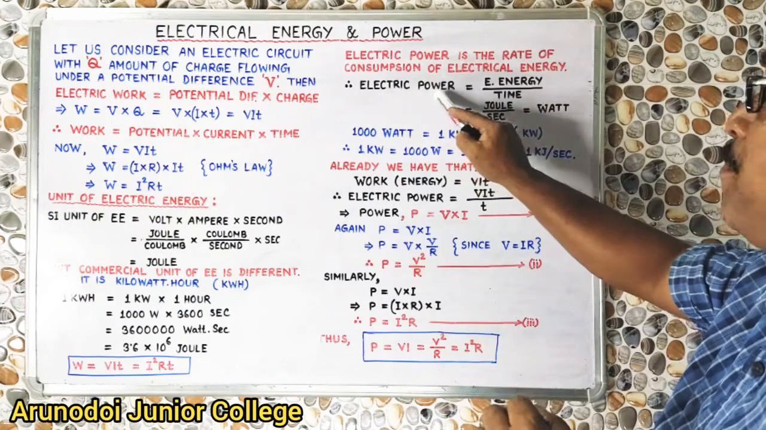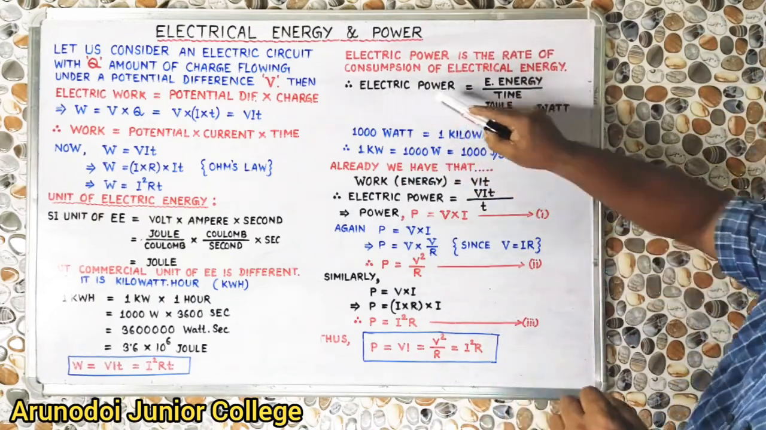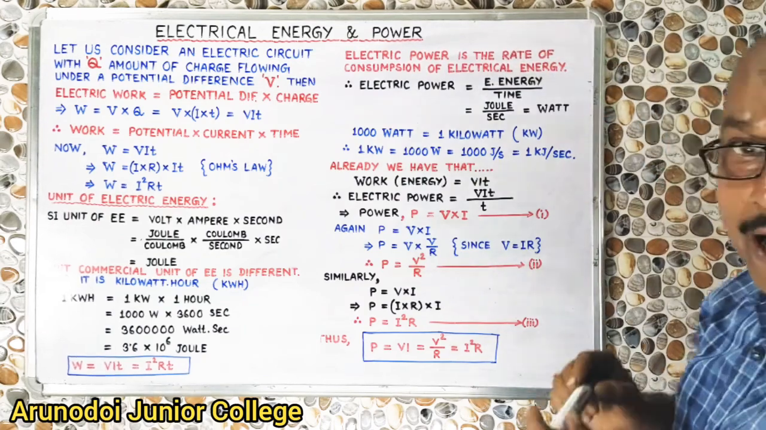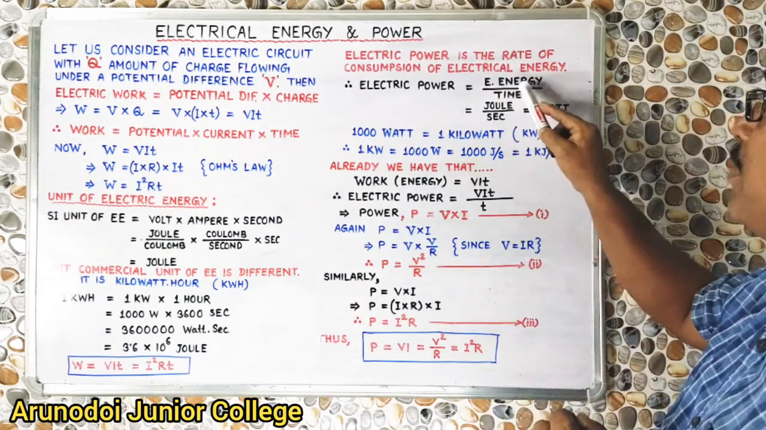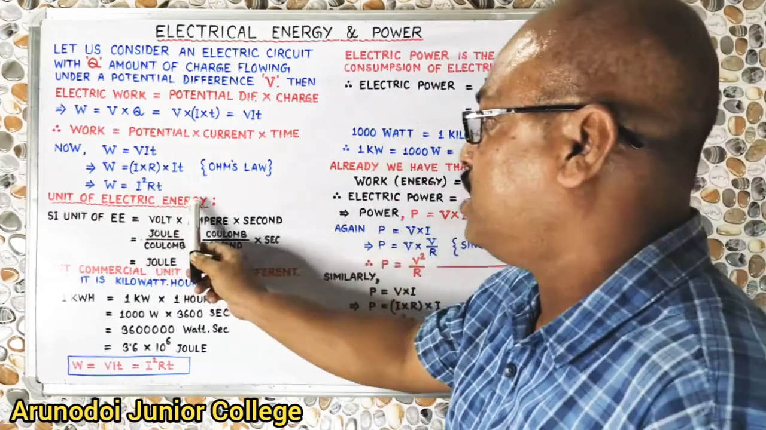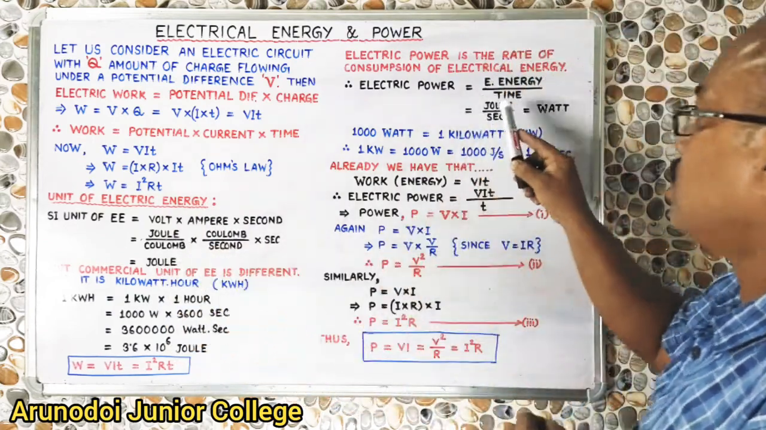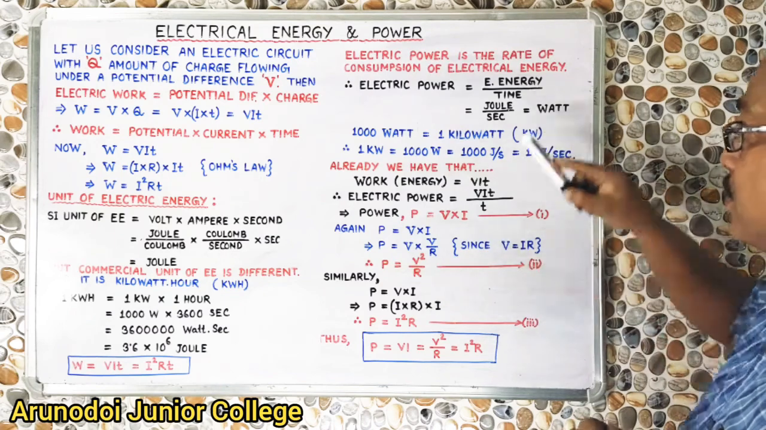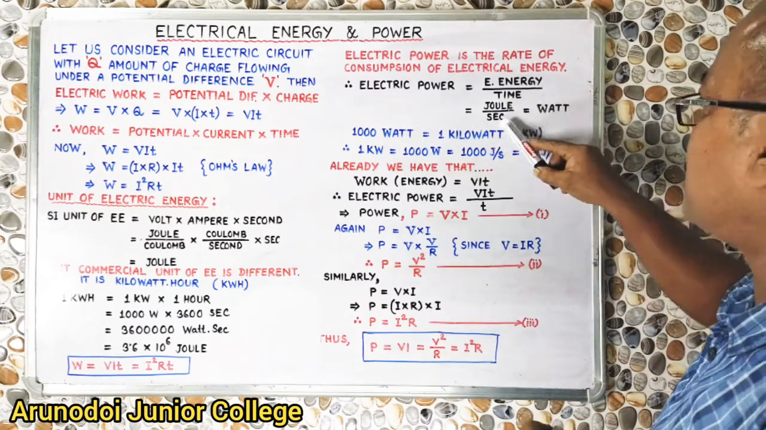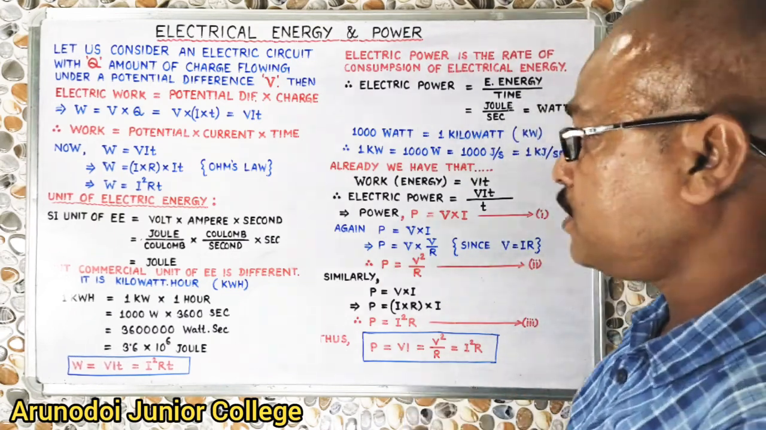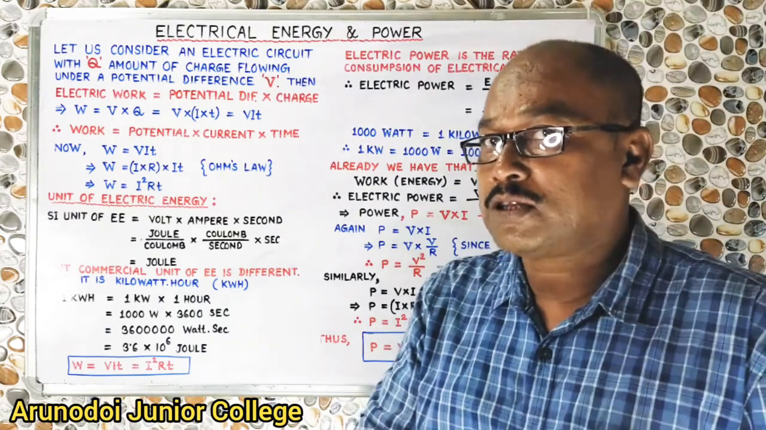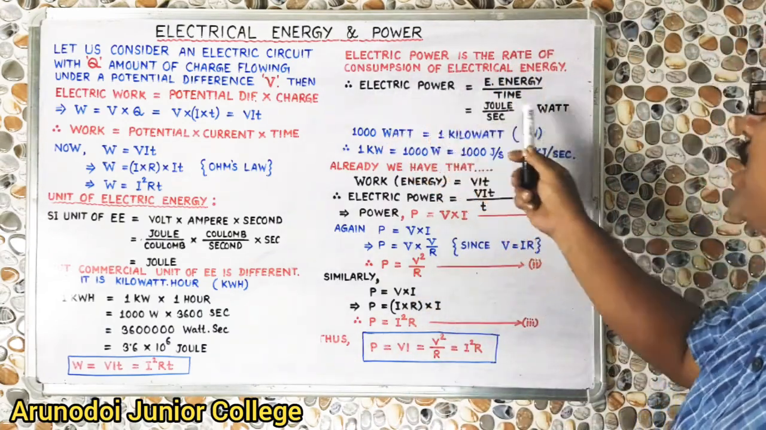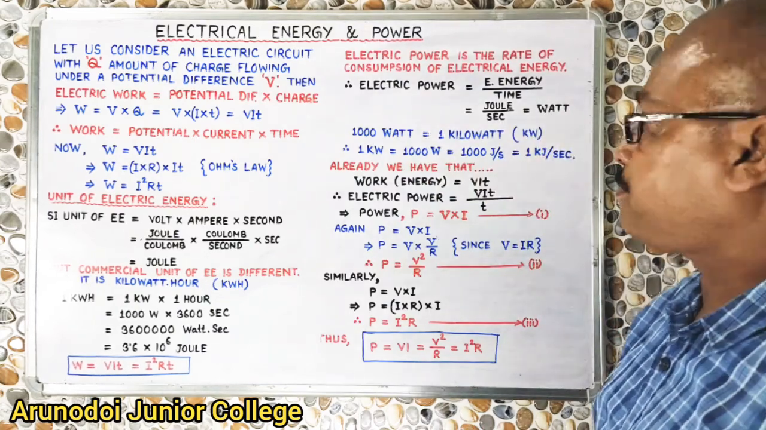So what is electric power? Mathematically we can write electric power is electrical energy divided by time. So what is the unit of electrical energy? We have already got that the unit of electrical energy is joule. So I have written joule divided by time, and time is second. So joule per second is called watt. Joule per second is what? It is called watt. We have already learned it. So electrical power is calculated in terms of watt.